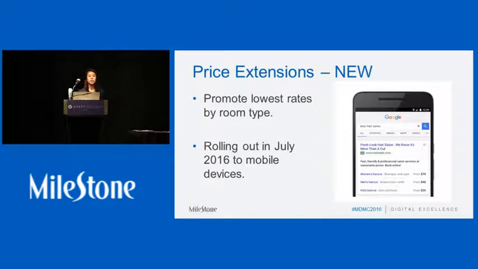Price extensions. These are brand new extensions that recently launched, probably a couple days ago. It's only available on mobile devices, but essentially it allows businesses to showcase multiple functions of their business within a paid search ad. Specific to hotels, it's a great way to promote different room types and different rates associated with those room types. If you've got consumers that are shopping for the best available rate, they'd be able to see it here, and you're pre-qualifying that visitor before they even get to your website.